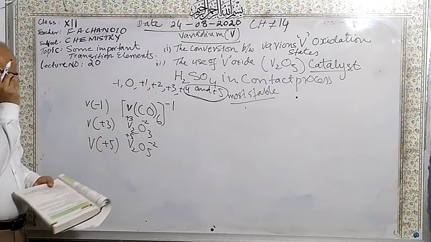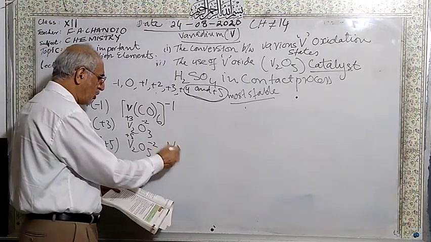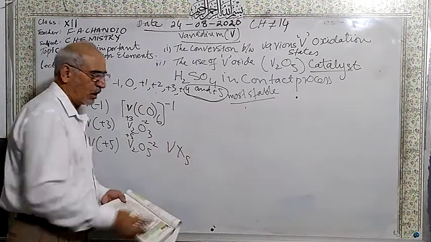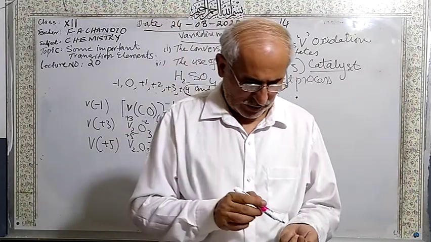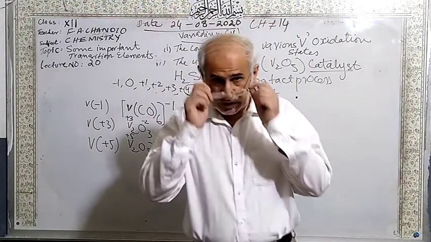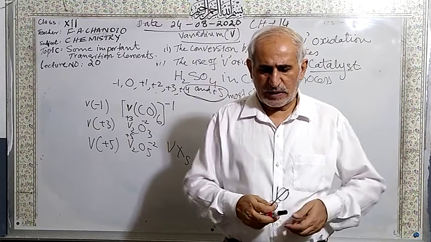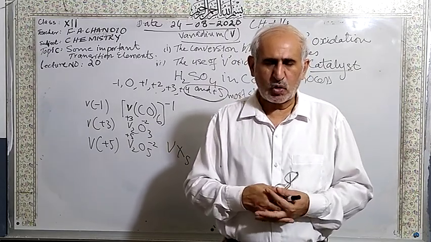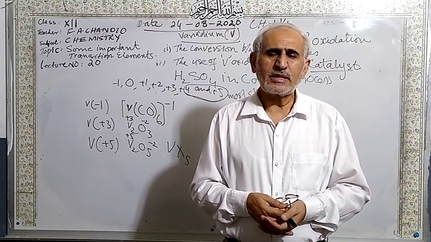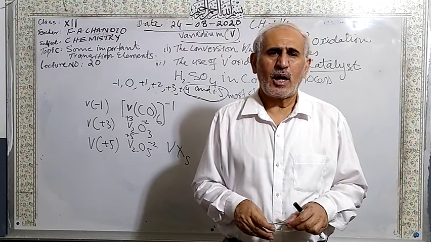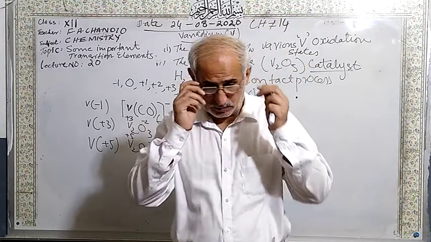So vanadium has a +5 oxidation state, and then the halogen is going to be present. So this shows +5 oxidation states. So you can see many: +1, +2, +3, +4, +5, -1, 0 maybe. So these are the oxidation states of vanadium in different compounds.